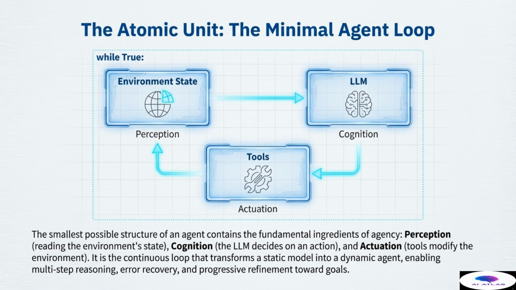This continuous loop, running perpetually within a while-true framework, is what transforms a static knowledge model into a dynamic, acting agent. It is this mechanism that enables multi-step reasoning, crucial error recovery capabilities, and the progressive refinement toward solving complex tasks that go far beyond a single prompt.